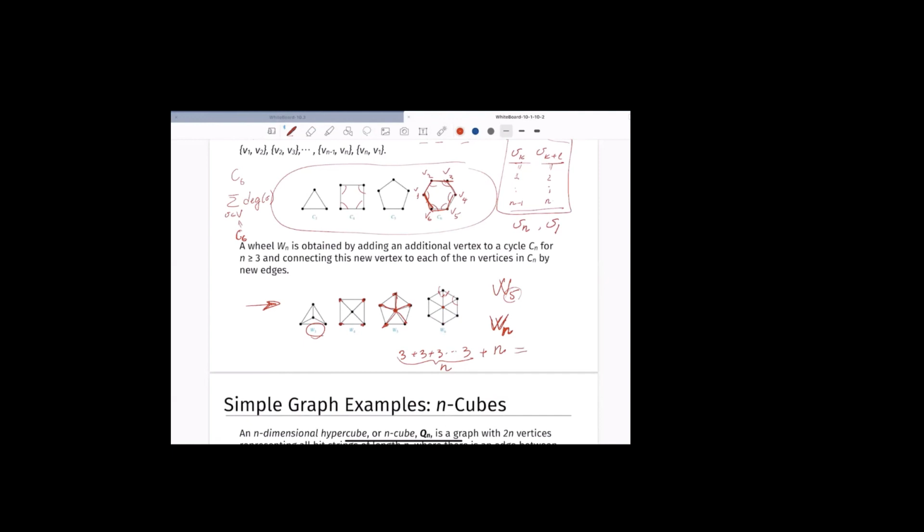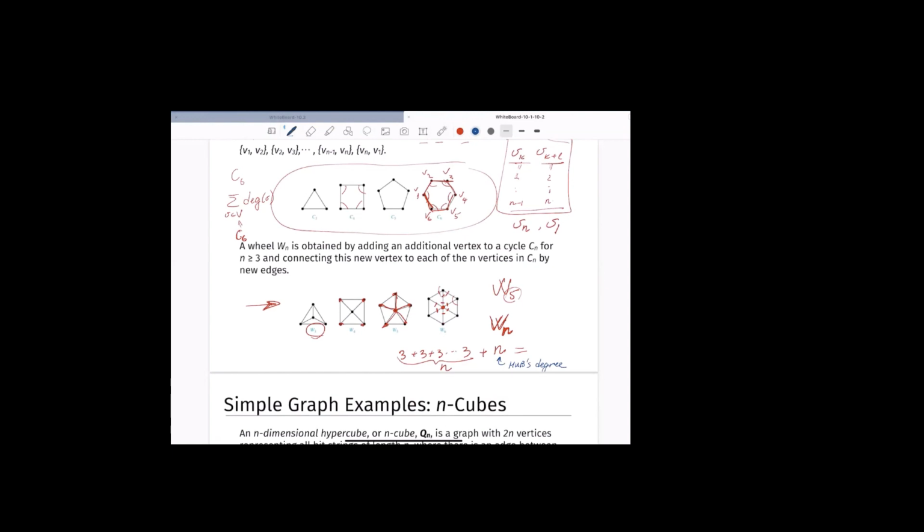Professor? Yeah. What do you add at the end there? At the end? Because, okay, what's the degree of this one? The hub. Oh, okay. So this is the hub's degree. Gotcha. Yeah, it's n.